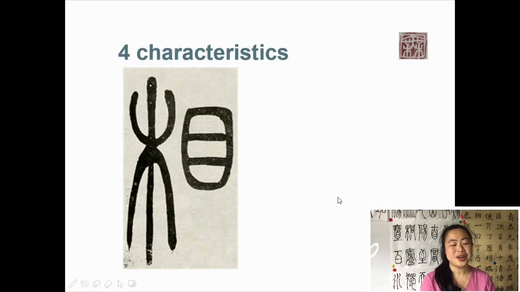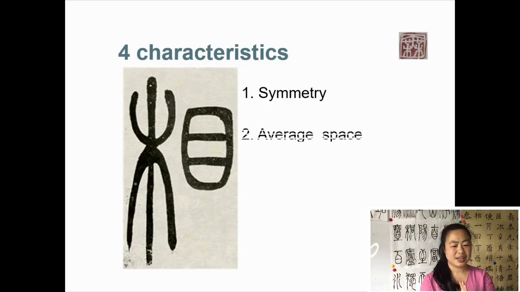Okay, now let's look at the four characteristics in Chinese calligraphy. The first one, symmetry. You can see the middle line, and the left part and the right part are nearly the same size. That is symmetry. Number two, average space. For the left part, if we follow this line, the spaces are nearly the same. And for the right part of this character, we pay more attention to the space of these two parts. And these three spaces are also nearly the same.